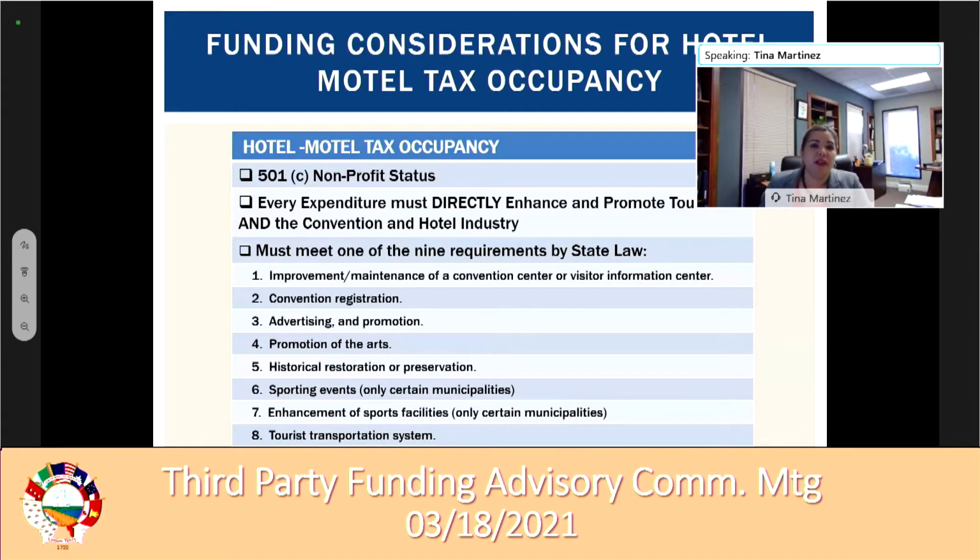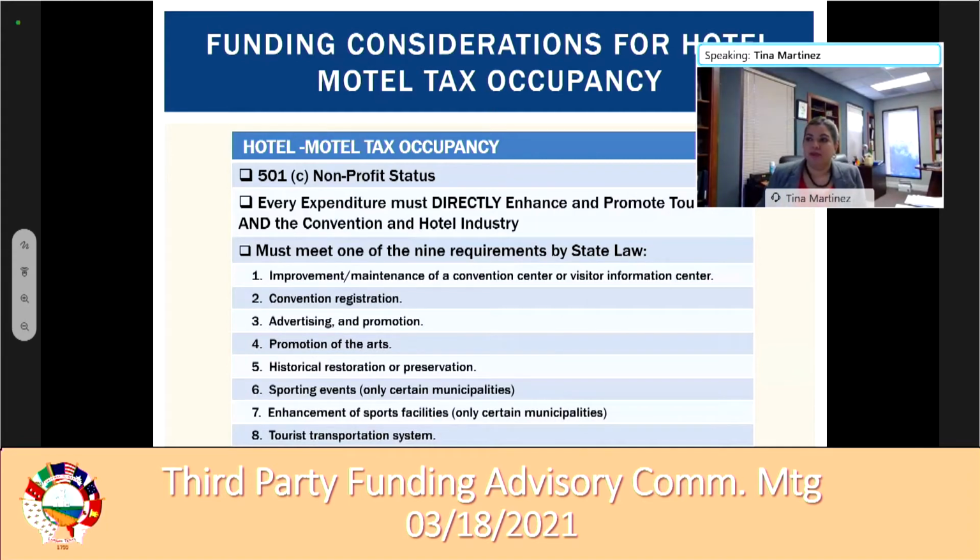1, improvement or maintenance of a convention center or visitors information center. 2, convention registration. 3, advertising and promotion. 4, promotion of the arts. 5, historical restoration or preservation. 6, sporting events, only in certain municipalities. 7, enhancements of sports facilities, only in certain municipalities. 8, tourism transportation systems, and 9, signage promoting sites and attractions.